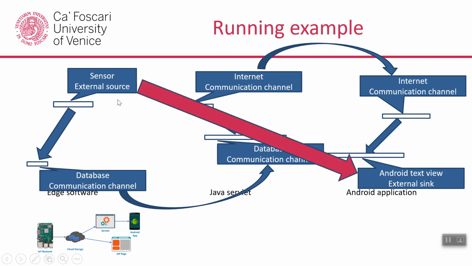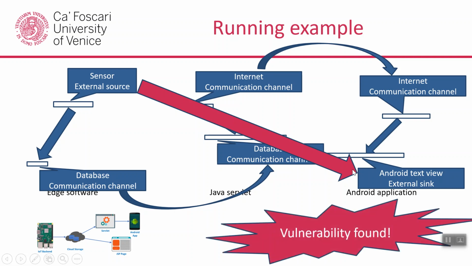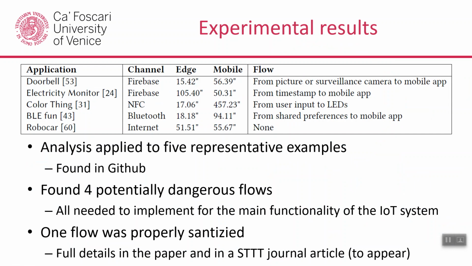And what we end up with is that we discover a flow of external source information, from a source to an external sink, an Android text view, and therefore we can say we found kind of a vulnerability. This is just to give you the intuition.